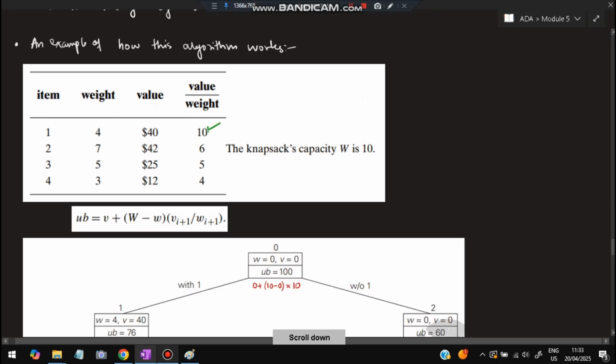So obviously the priority will be the highest profit. Within 1 kg I'm getting 10 profit here, so I'll be selecting this one. And once you select, I have to include all the weight. If I select this item, I have to put 4 kilos. I cannot put just 1 kilo and go.